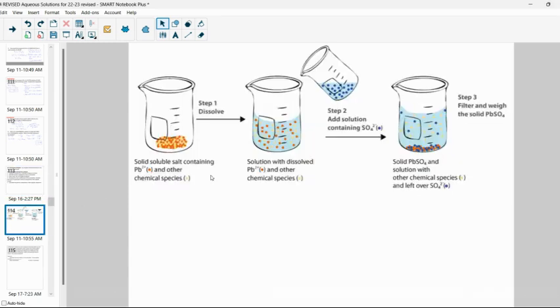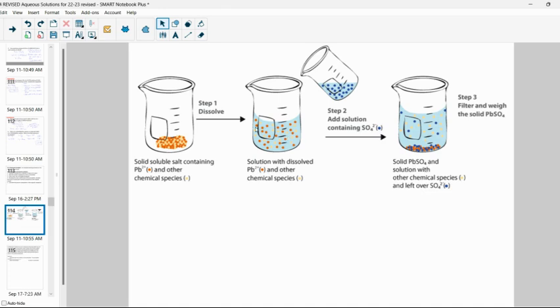I think it's a little bit easier if we look at a picture of it here. So in step 1, we have an unknown solid that has lead in it. Could be lead nitrate, could be lead chlorate, something that is soluble in water. So we dissolve it in water, and now we're adding a solution containing the sulfate ions. Why? Because we know lead sulfate is insoluble. So when we add those sulfate ions to the lead solution, we're going to get lead sulfate precipitated out.